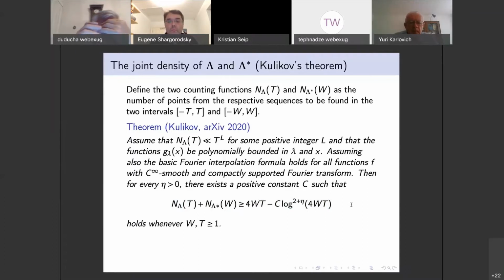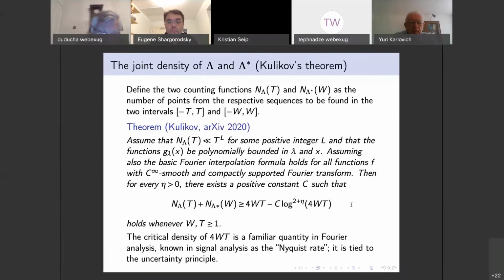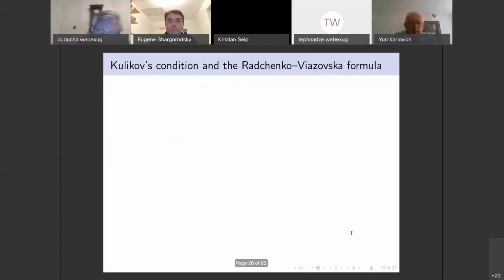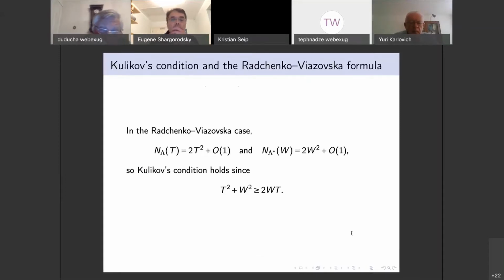So if you could move on, please. I say here that this is the familiar Nyquist rate from signal analysis, and it is therefore tied to the uncertainty principle. I put as an example what it gives in the case of the basis that we already saw with the square root of the integers on both sides. Then the two counting functions are 2t squared and 2w squared, and Kulikov's condition becomes t squared plus w squared larger than or equal to 2wt. There is a 2 here and not a 4 because we were just looking at even functions. Otherwise I should of course have had 4.